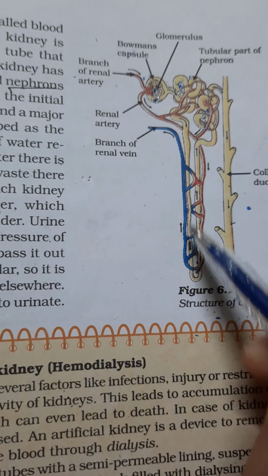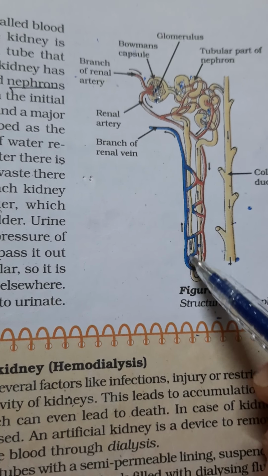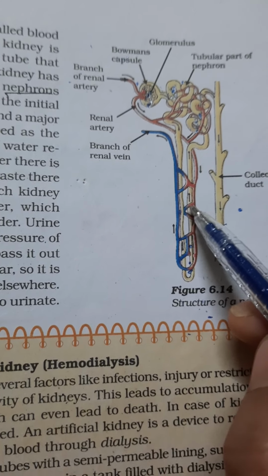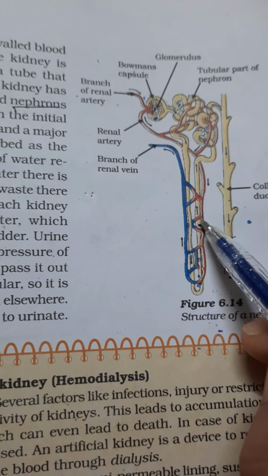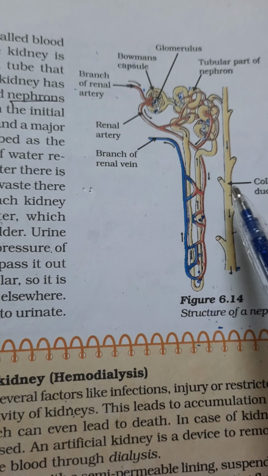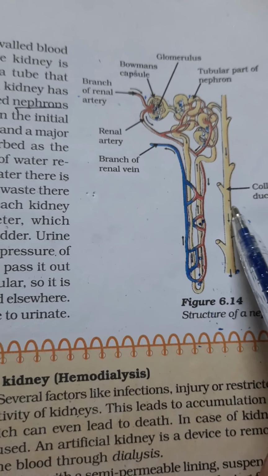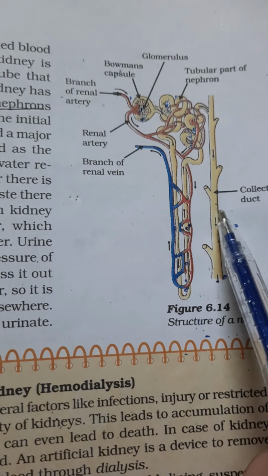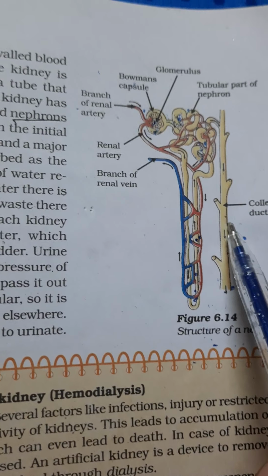In this descending part of the loop of Henle, water is absorbed. In this ascending part, since it is going up, ions are absorbed. And in this distal convoluted tubule and the collecting duct, 15 to 20% of reabsorption of useful materials occurs.